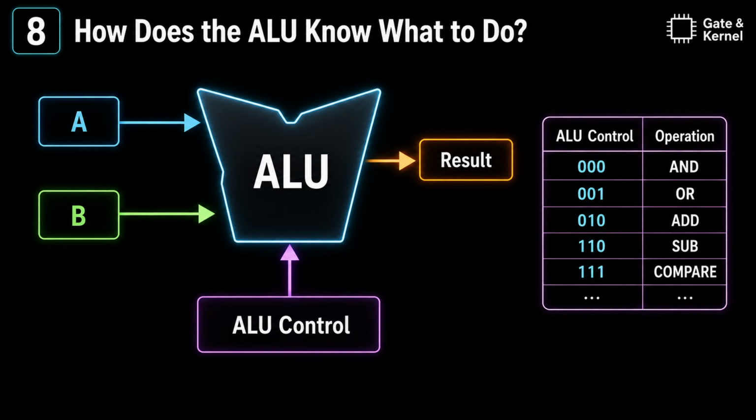But those exact codes are only examples. Different processor designs can use different encodings. The key idea is not the specific numbers. The key idea is that control signals select the ALU function. And where do those control signals come from? Ultimately, they come from the CPU's control logic after the processor determines what instruction it is executing. This is the bridge between an instruction and the hardware operation that actually happens.